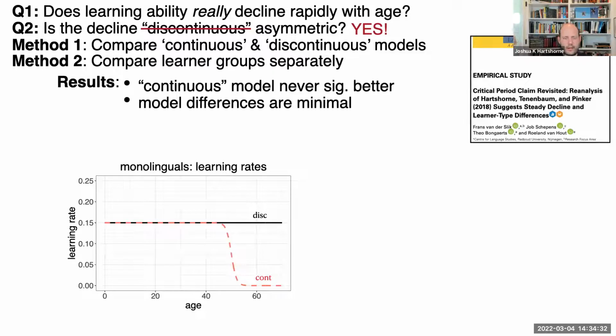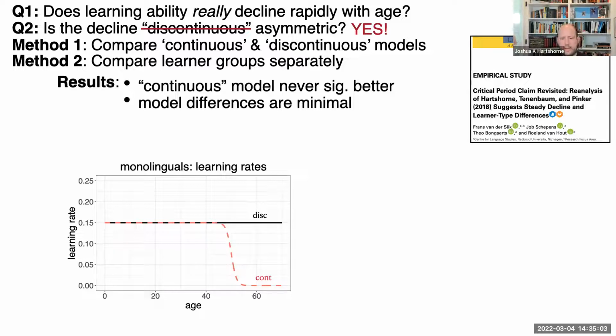Let's look at, here in black, I have the best fit for the discontinuous model. And then the best fit for the continuous model is in the red dashed lines. And this is just applied to monolinguals. So you might say, oh, well, that looks really different, right? We see this huge drop in the continuous model at 50 years old, and the discontinuous model shows no drop at all, which is interesting again, because they're calling it discontinuous, but there's no discontinuity.